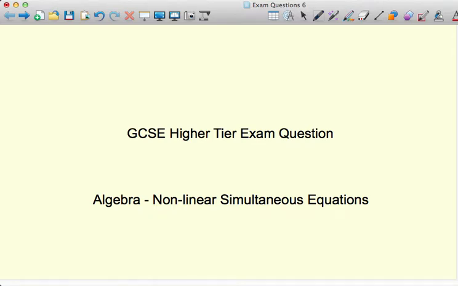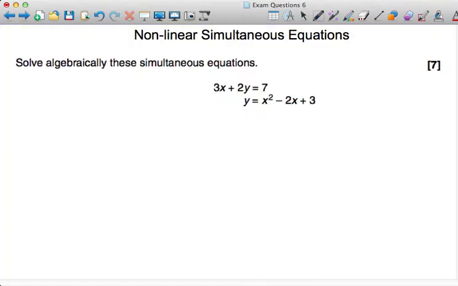Welcome to a GCSE high tier exam question on nonlinear simultaneous equations. Solve algebraically these simultaneous equations. 3x plus 2y equals 7, y equals x squared minus 2x plus 3. This is the most difficult topic on GCSE Maths, and this question could easily be on an A-level paper.